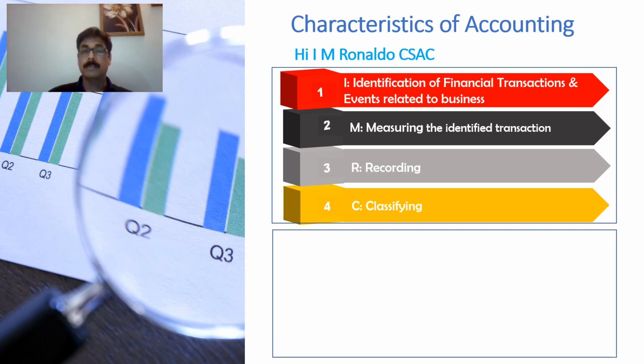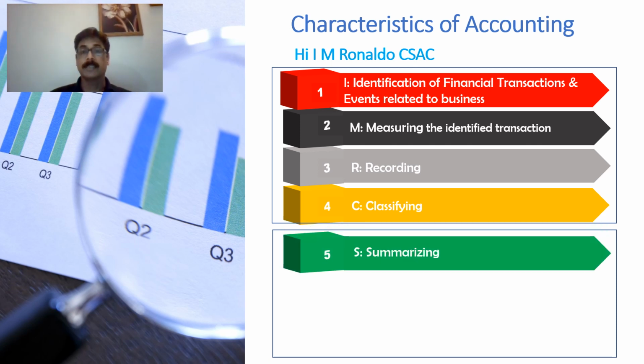Now let's move to the other, S. S stands for summarizing. In summarizing, all the transactions which have been recorded in the ledger, we summarize and transfer to the trial balance. Let's take an example. During the year we have 100 transactions with RAM. At the end of the year, we see what is the balance lying in his account.